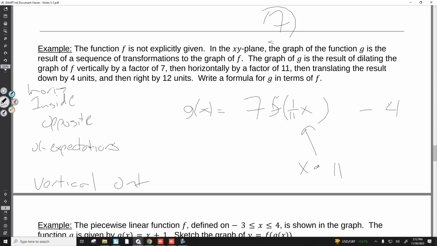We will need to understand that even though this looks like we're shifting right 12 first, then horizontally dilating, it's not. It's the opposite order of operations as we expected. And this is what's the trickiest about horizontal dilation and shifts.